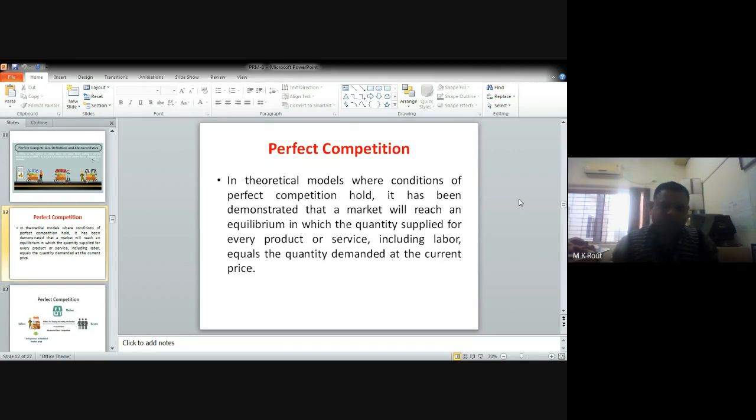But from the competitive point of view, if you sell the product at 10 rupees and the competitor automatically reduces the price to maximize sales, then in that condition, the perfect condition should not be considered. So in most cases, the quantity supplied for every product or service, including labor, is equal to the quantity demanded at the current price. That should be known as the competitive price.